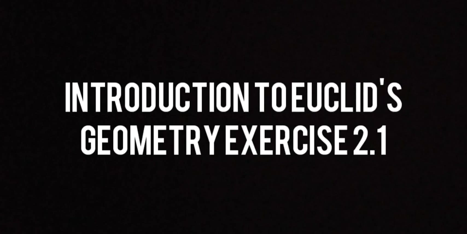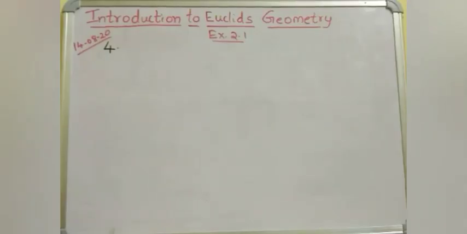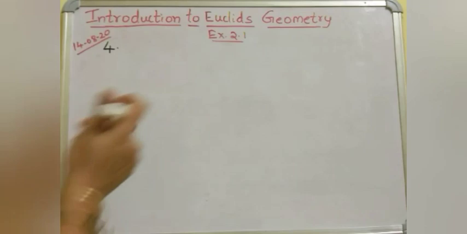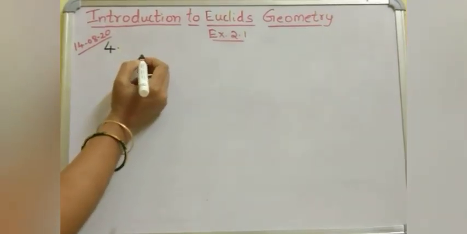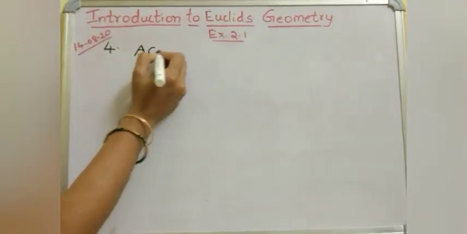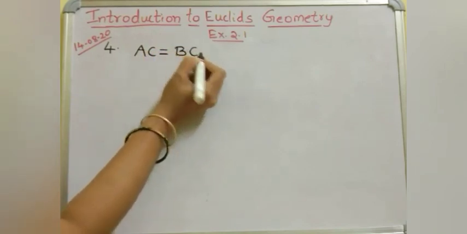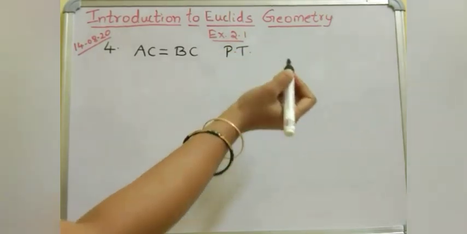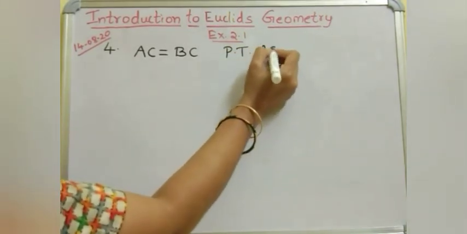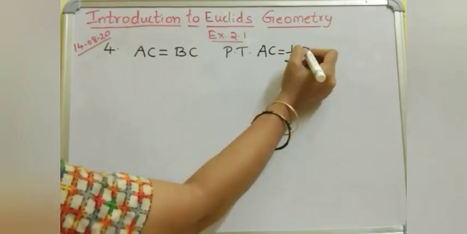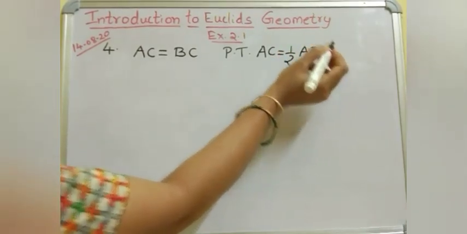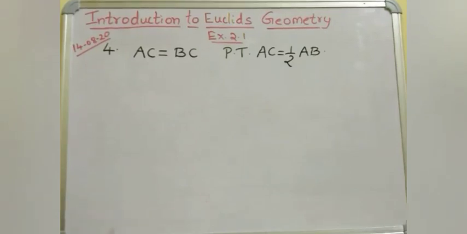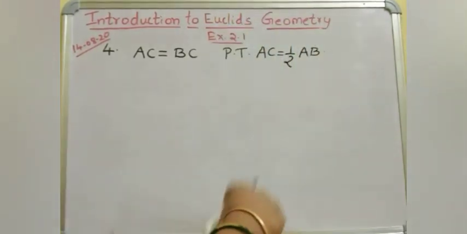Today we will continue exercise 2.1 in Introduction to Euclid's Geometry. Question 4: If a point C lies between two points A and B such that AC is equal to BC, then prove that AC is equal to half AB. Explain by drawing a figure.